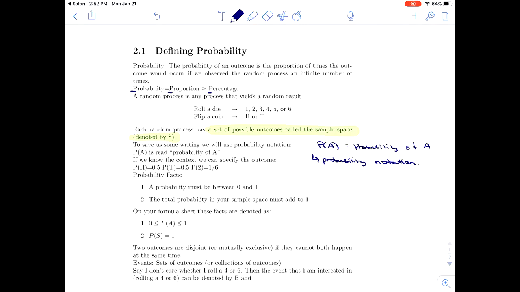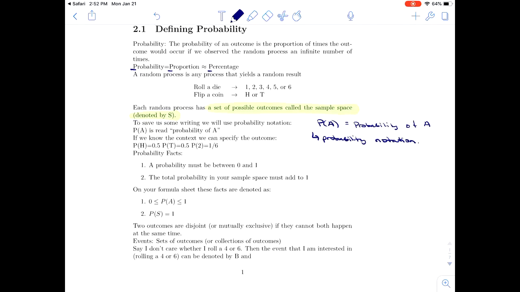So, we'll just become more familiar with that as we go. One thing here is A, in general, denotes a random process or a random outcome. So just any random thing that we could talk about. So A denotes a random process or outcome.